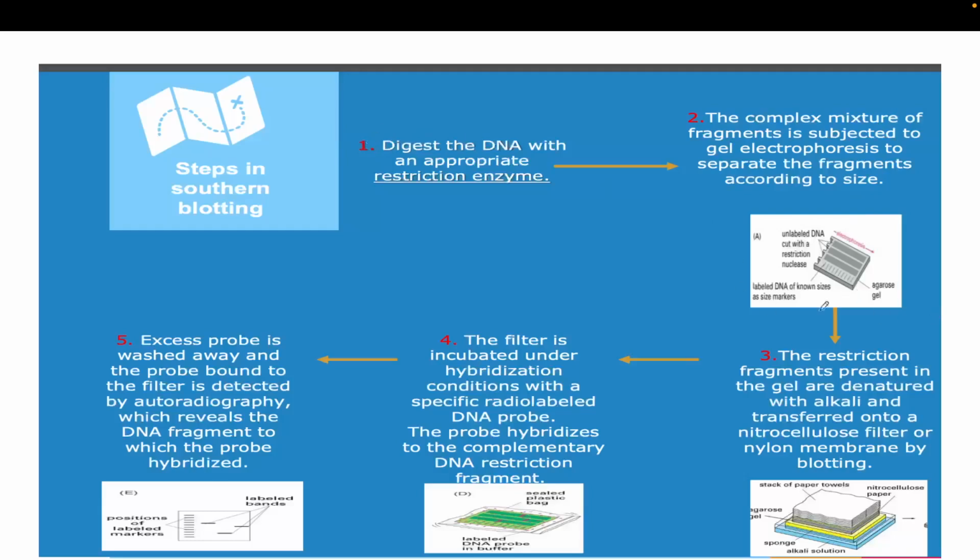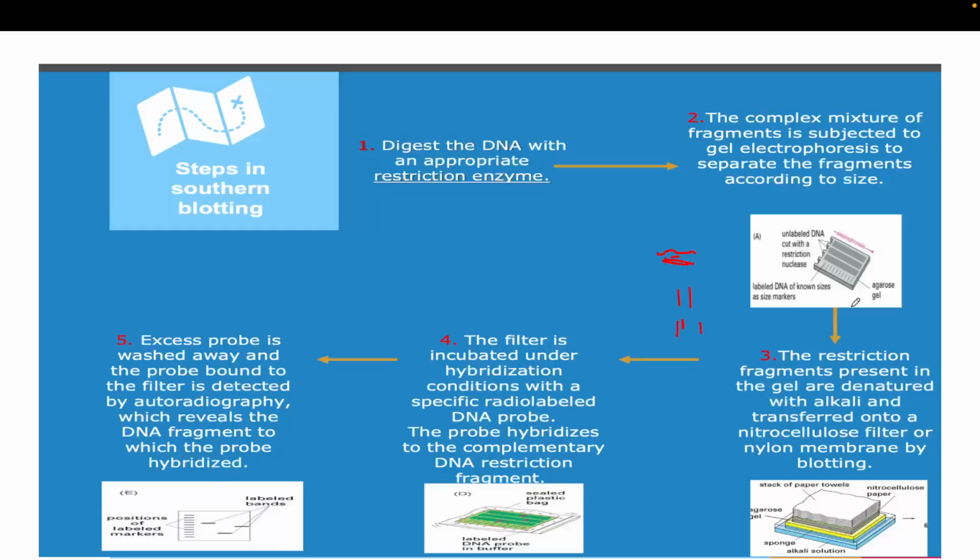After gel electrophoresis, the restriction fragments present in the gel are denatured. In the gel the DNA is double stranded, right? So you have to make it single stranded, and only then can the probe come and bind here. If it is present as double stranded, then the probe can't bind it. Like in PCR, we first denature the DNA, and only after denaturation can the primer come and attach. Like that, here also we have to denature the DNA.